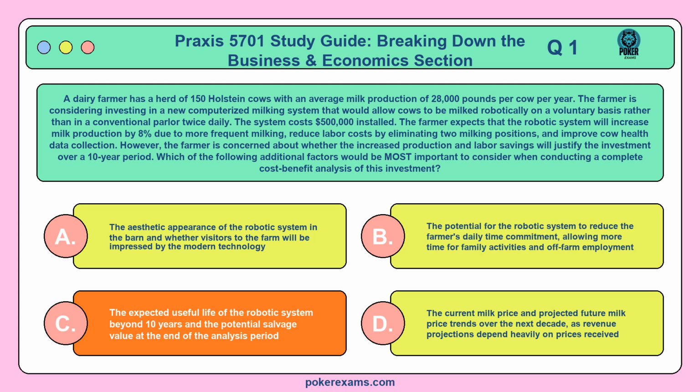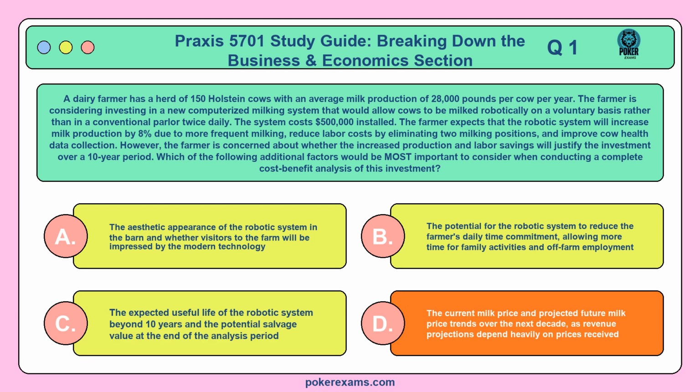C. The expected useful life of the robotic system beyond 10 years, and the potential salvage value at the end of the analysis period. Or D. The current milk price and projected future milk price trends over the next decade, as revenue projections depend heavily on prices received.